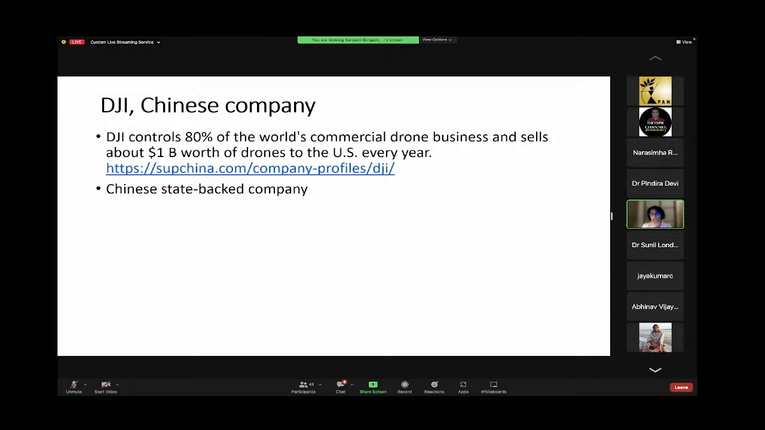And I just wanted to focus on DJI a little bit because it's the biggest, with 80% of the world's commercial drone business, and it sells about 1 billion worth of drones to the US every year. It is a Chinese state-backed company, but it's still privately owned, and so it's big.